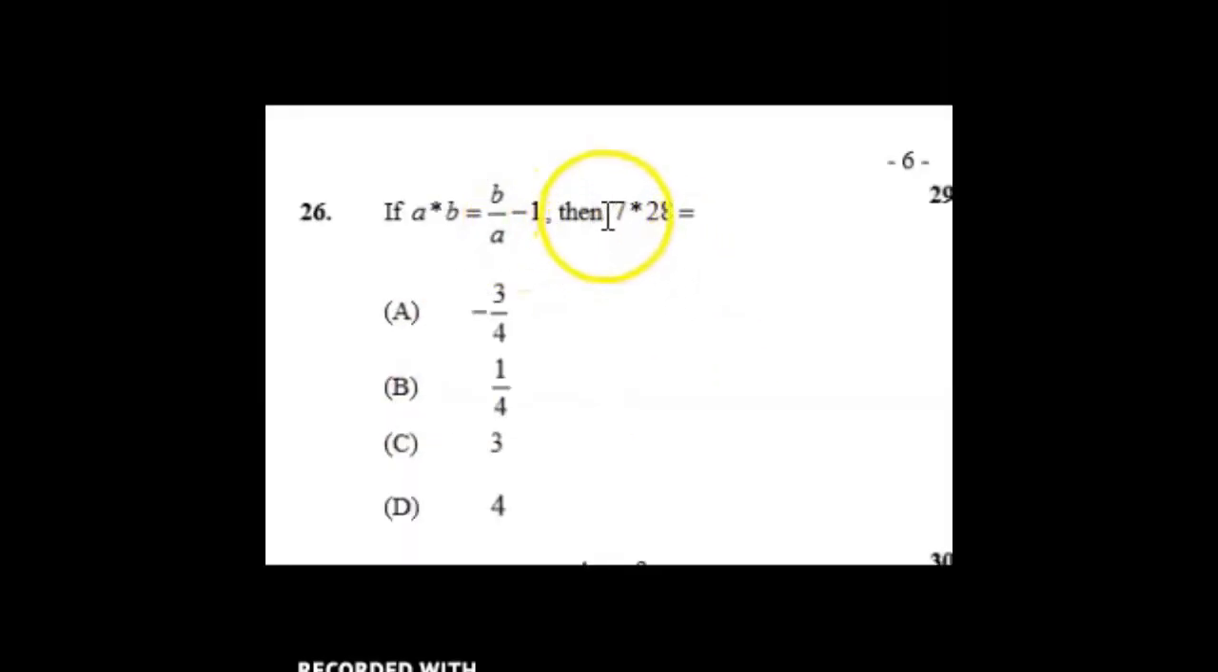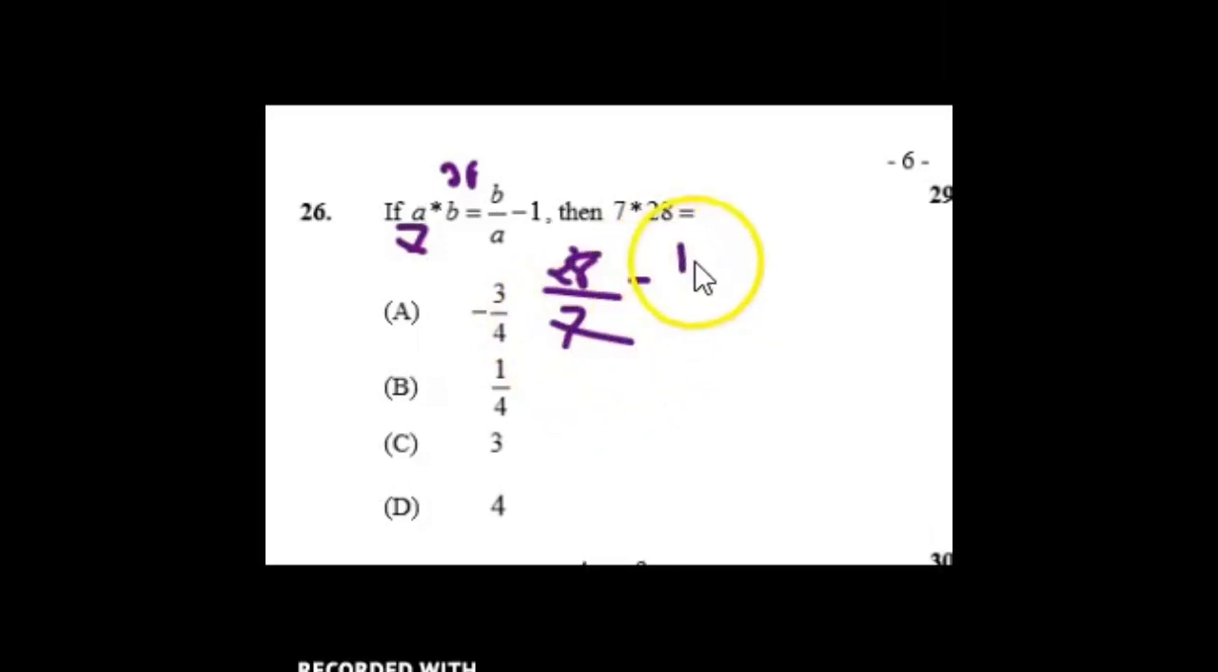Here we're going to substitute. So A is 7 and B is 28. So this is saying that 28 over 7 minus 1. Since we're going to subtract 1, we can just go ahead and change this to the LCM, which would have been a whole 7 over 7. 7 from 28, we're left with 21. So here we have 21 over 7. 7 into 21 goes 3 times. Our answer is 3.